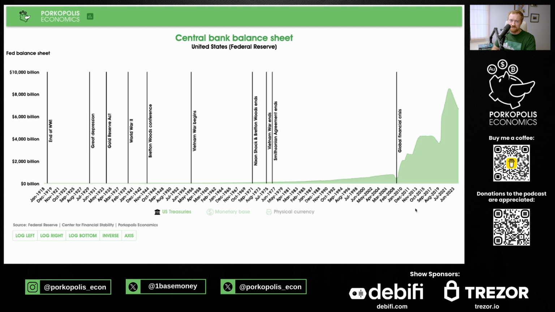Today we're going to take a look at the Federal Reserve. Again, the Federal Reserve's balance sheet over the last 110 years. This time I'm going to try to show it a little bit differently. I'm going to show you the main assets on the Fed's books and the main liabilities. So let's start with the assets.